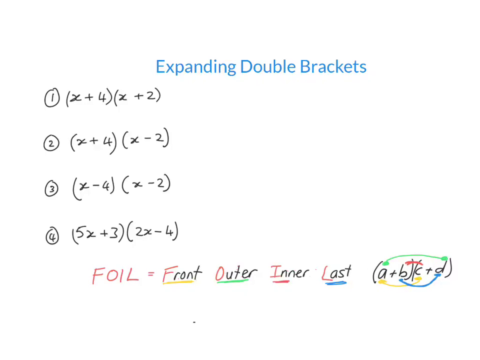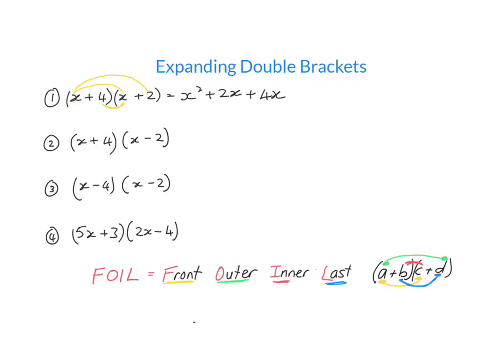So, for example, first of all, I'm going to multiply the front terms, the x and the x, which is going to be x squared. Then I multiply the outer, so the x on the outside of that one with the 2 on the outside there, and 2 times x is going to be a positive 2x. And then I'm multiplying the inner, so the 2 inner terms there, the 4 and the x. So that's plus 4x.